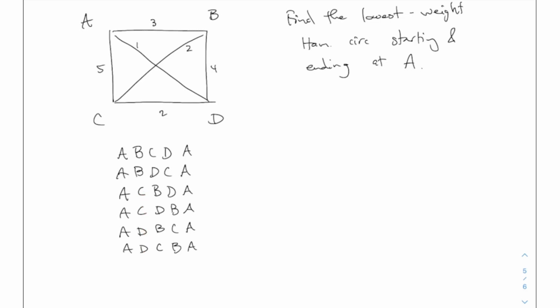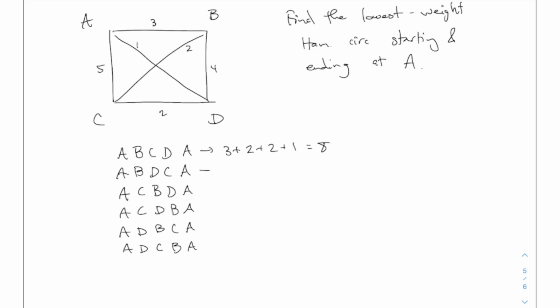And then we're going to add together the numbers. So I go A to B is 3, B to C is 2, C to D is 2, and D to A is 1. And this adds up to 8. Anybody agree with me? I got 8. I hope that you did too for that particular one.